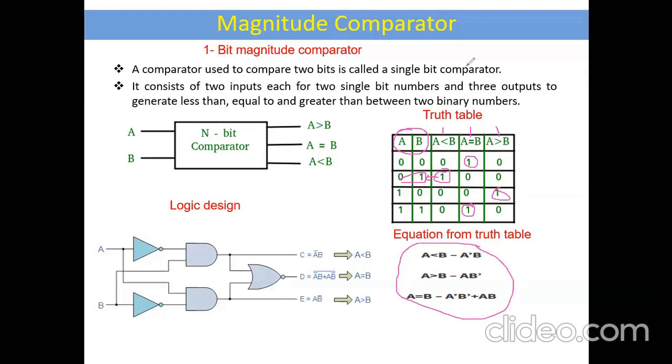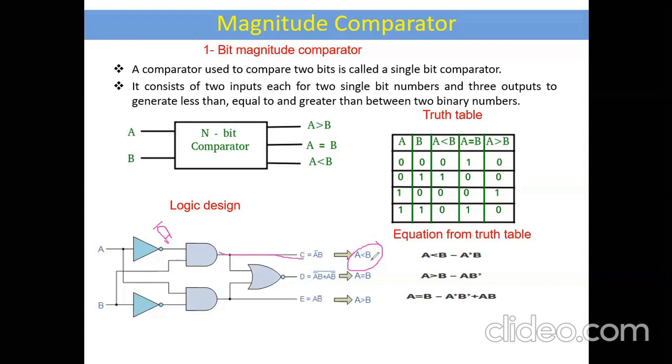So for this, we should draw the design. What is A less than B? A bar into B. So this is A less than B, A bar into B. This is A bar, and I am multiplying it with the B input. So A bar into B gives A less than B.